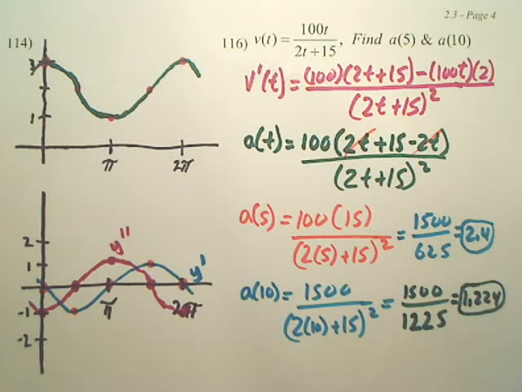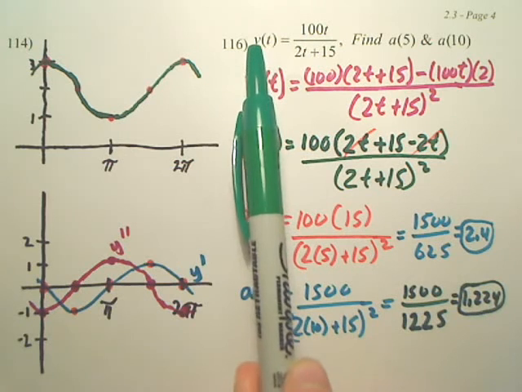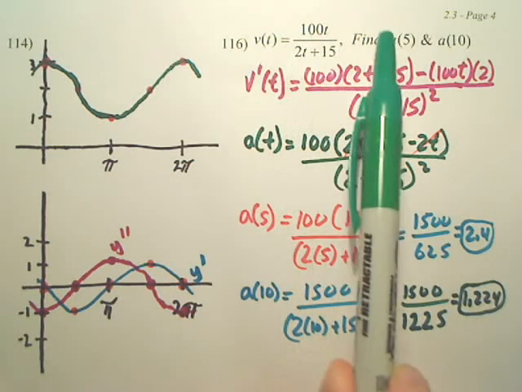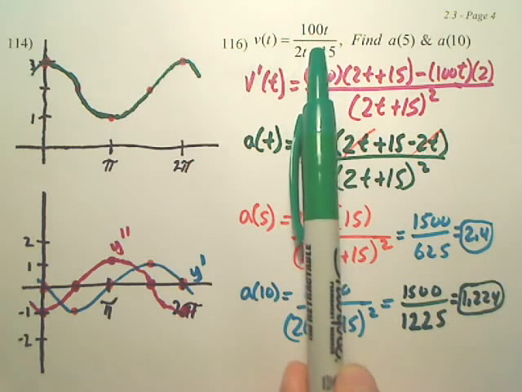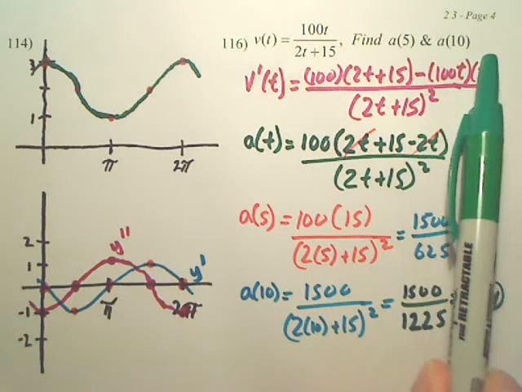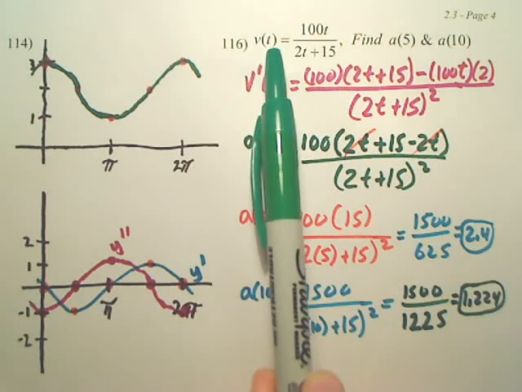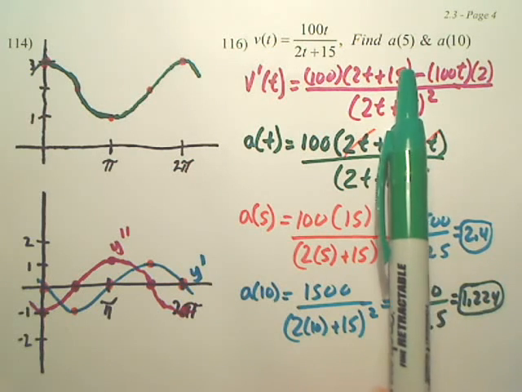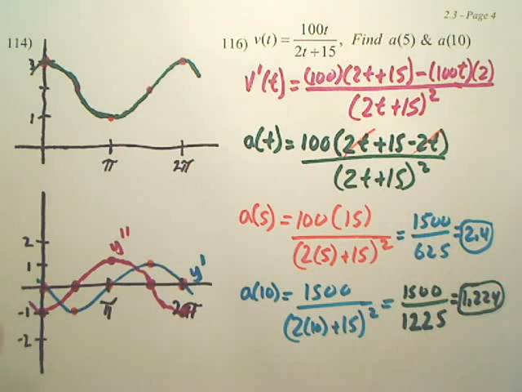Now, real quick, if that was a position graph to start with, and it wanted acceleration, do you understand you do 2 derivatives, and then plug in 5 and 10? If that was s of t to begin with, a position, you have to do 2 derivatives to get to the acceleration graph equation, just so you know.